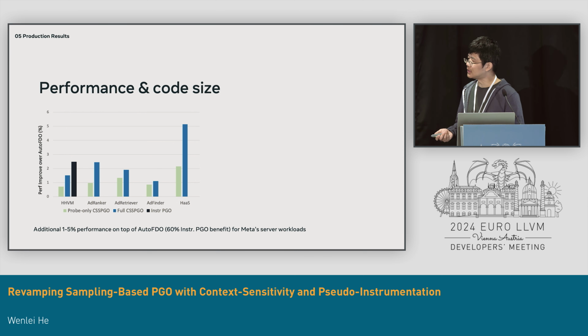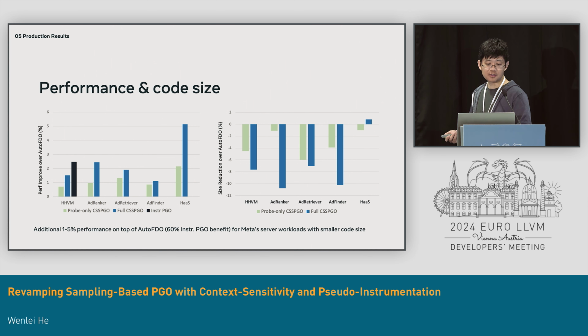HHVM, we also have instrumentation PGO data. In this case, CSSPGO is able to deliver about 60% of the extra performance of instrumentation PGO. For other workloads, we don't have instrumentation PGO data because it's just running too slow and we cannot reliably get instrumentation PGO to work. It's also worth mentioning that CSSPGO delivered performance while reducing the code size.